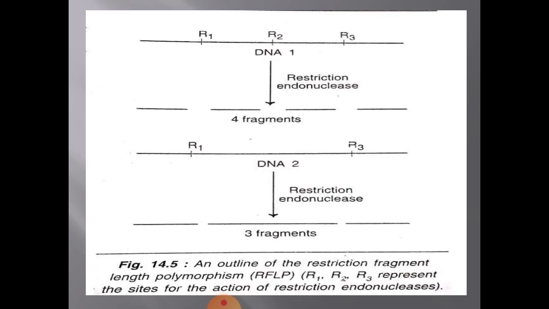Now you can see the bottom part where we have another molecule, DNA molecule 2. For our understanding, we have called it DNA molecule 2. The difference is the restriction site 2 is missing. Restriction site 2 is missing. There are only 2 restriction sites. So, when you subject this to restriction digestion, okay, how many fragments do you get? You will get only 3 fragments. Right?